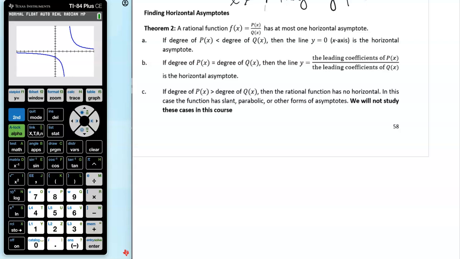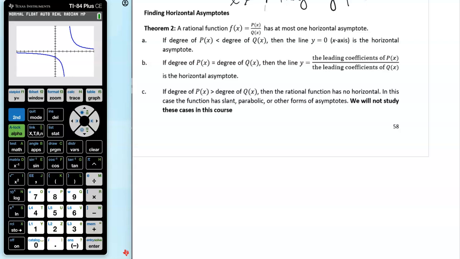So over here on this graph on the screen, I can tell you that on this rational function, the numerator had a smaller exponential value than the denominator because the x-axis happens to be our horizontal asymptote. If the degree of the polynomial of the numerator equals the degree of the denominator, then the horizontal asymptote is found by y equals the leading coefficient of the numerator over the leading coefficient of the denominator.